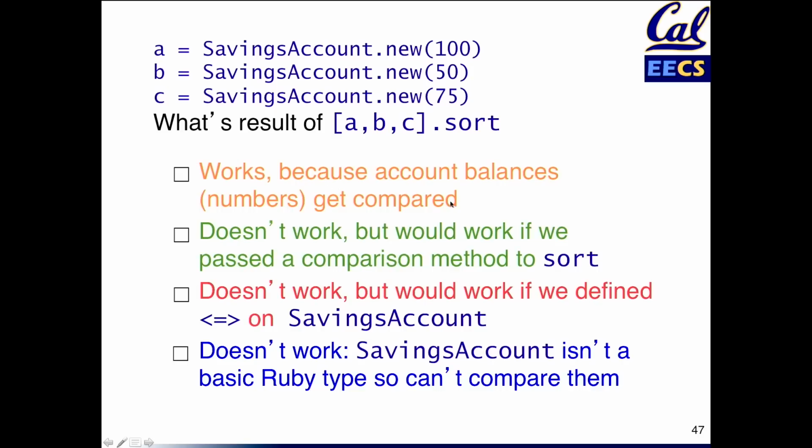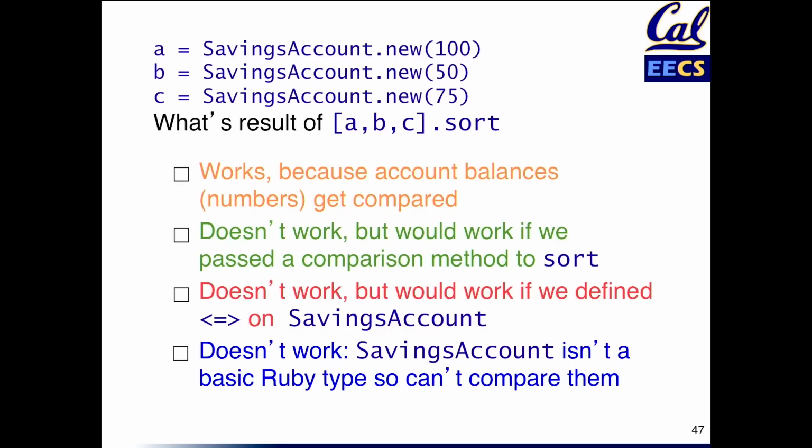Works because account balances get compared. Well, that's certainly what we would like to be the case, but comparing accounts isn't the same as comparing integers, so that's not it. If we pass a comparison method to sort, that's not the Ruby way, right? The Ruby way is sort makes some assumptions about the thing you're trying to sort, in particular that the thing knows how to compare itself to other instances of that thing.